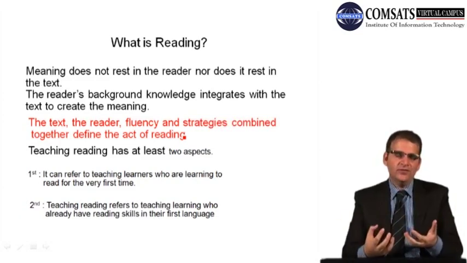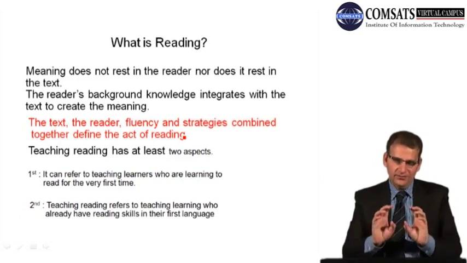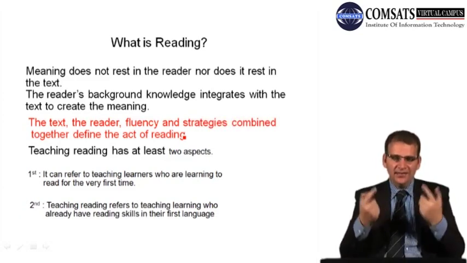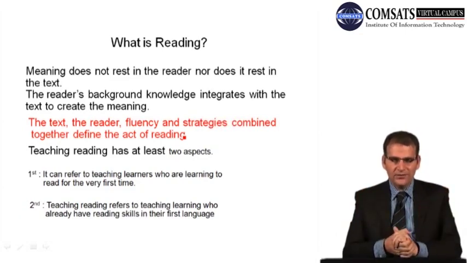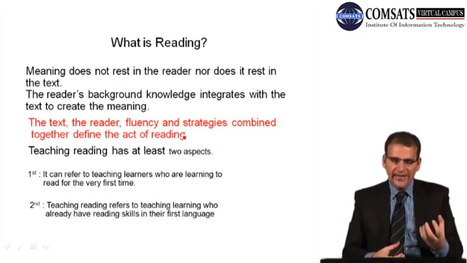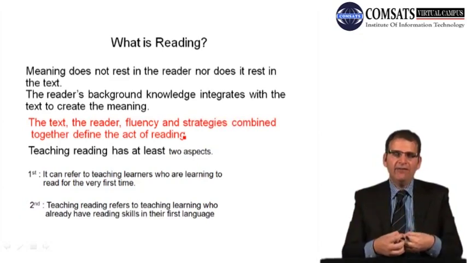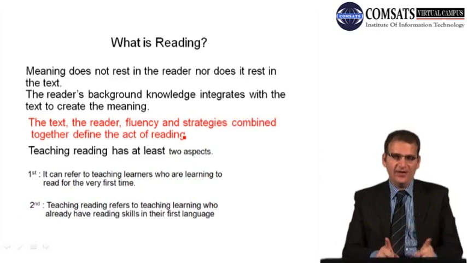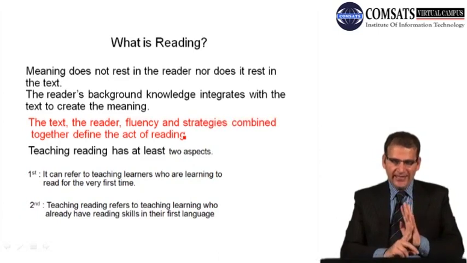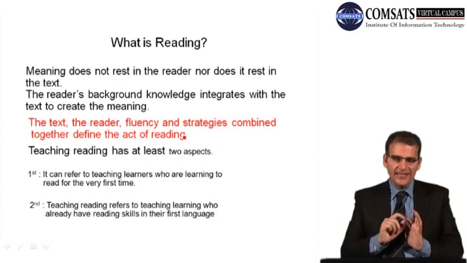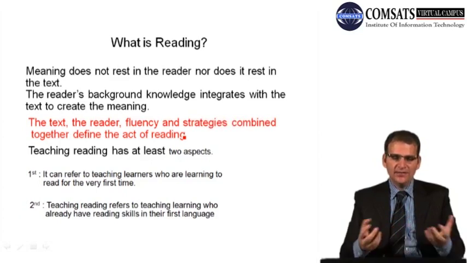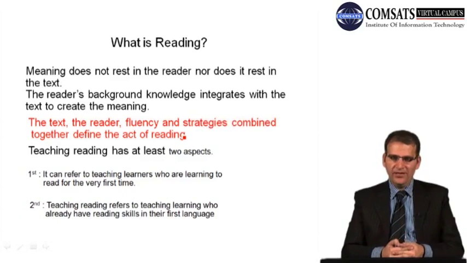So, meaning is inferred. We get the meaning from what? Combining both the text and the background of the what? The reader. The text, the reader, fluency and strategies combined together define the act of reading. This is the final definition. I gave it in red. What is it? I tell you, the text 1, the reader 2, then fluency and strategies combined together define the act of reading. So, teaching reading has at least two aspects.